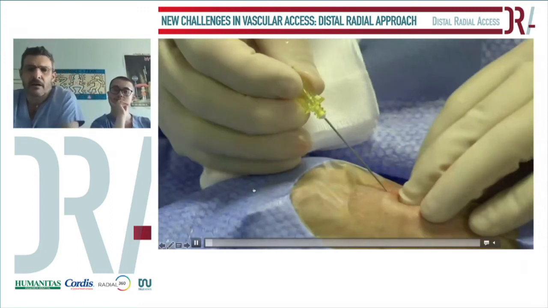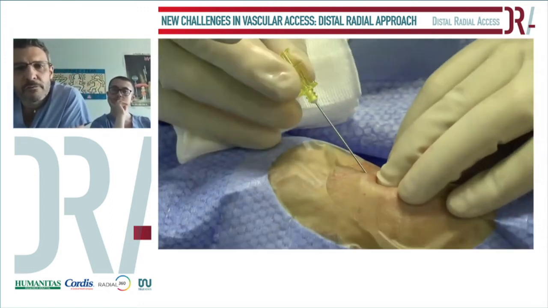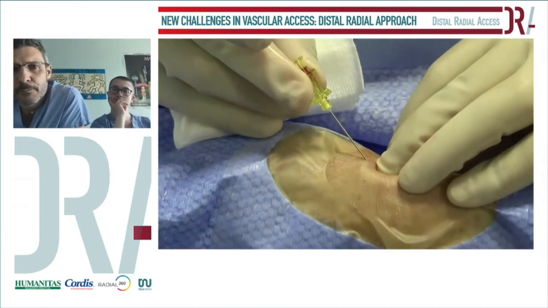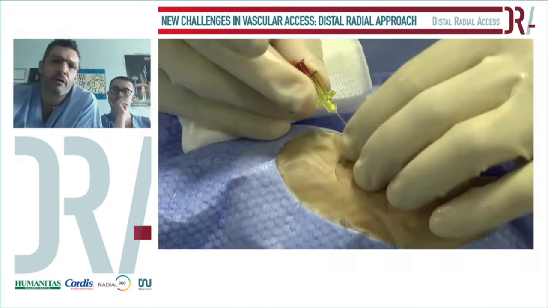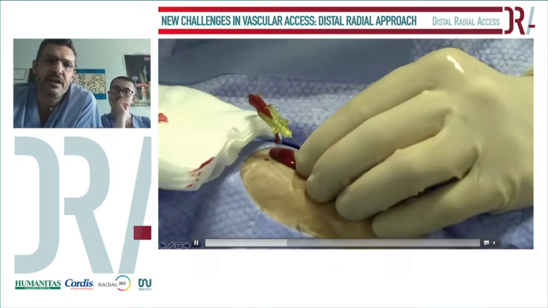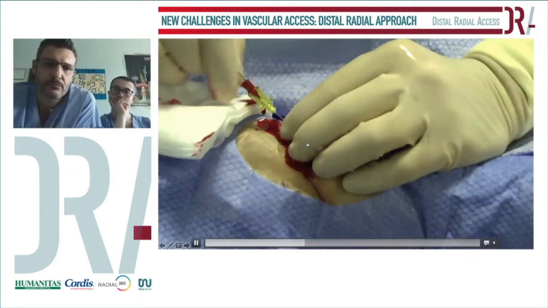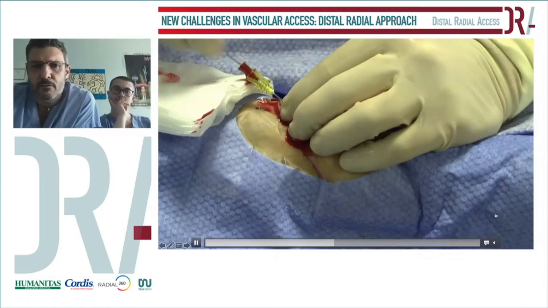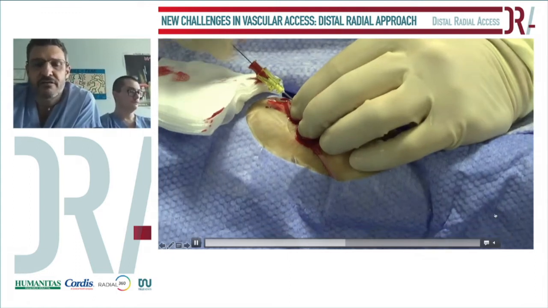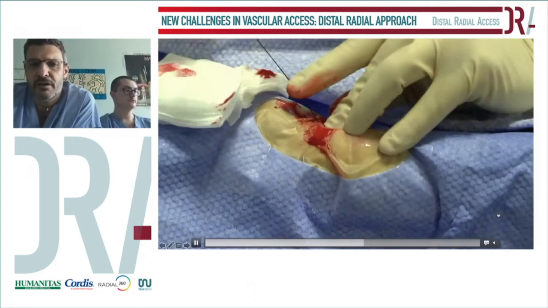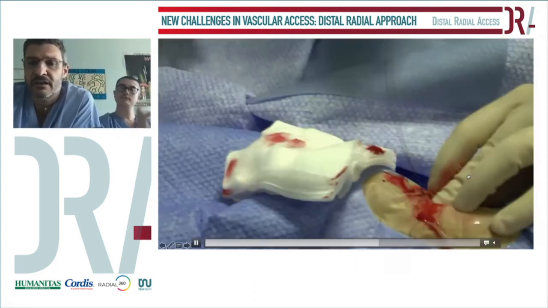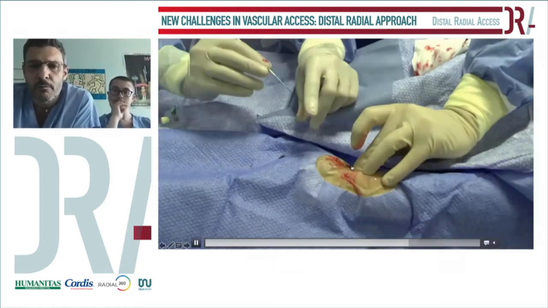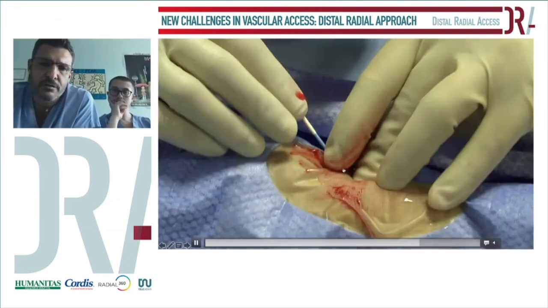And this is the third operator, from lateral to medial, with the finger on the point of the strongest pulse, and very, very good backflow through the needle. So these were three different videos performed by two different operators, showing you the correct technique without using ultrasound, just performing it using manual palpation.